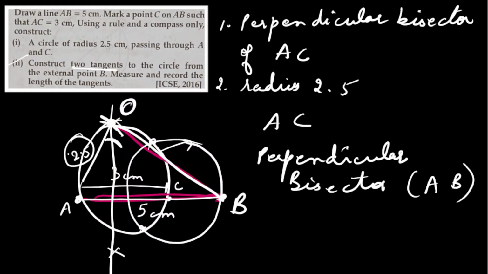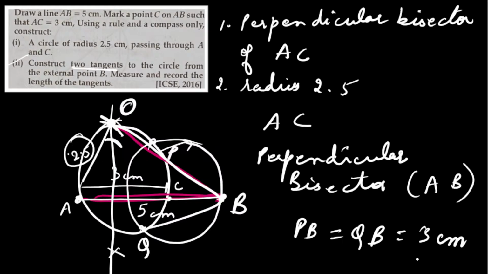3 centimeter is the length of tangents you have got. I hope everyone is getting it. So here you can mark point P and here Q. So PB, QB, they are equal and the length is 3 centimeter.